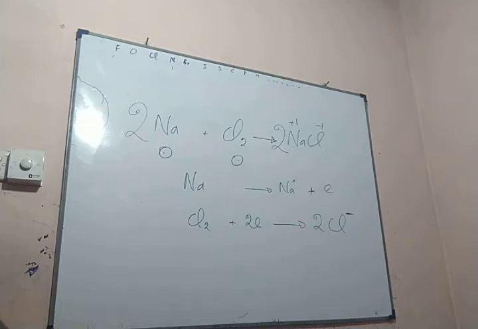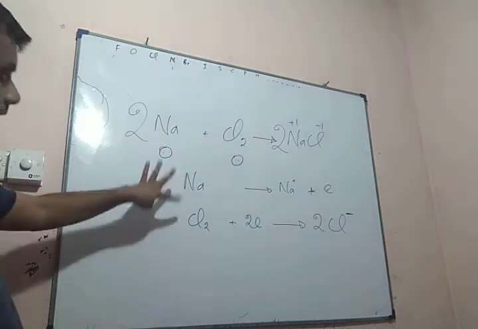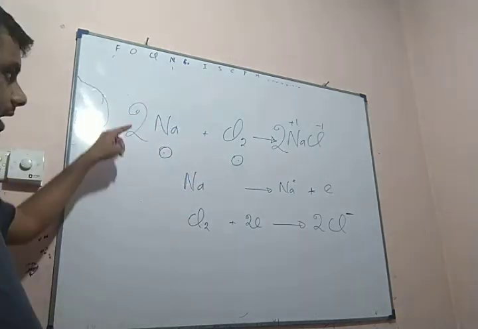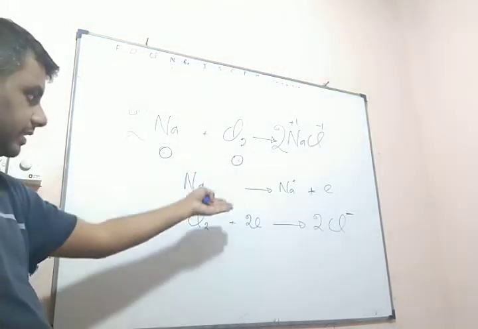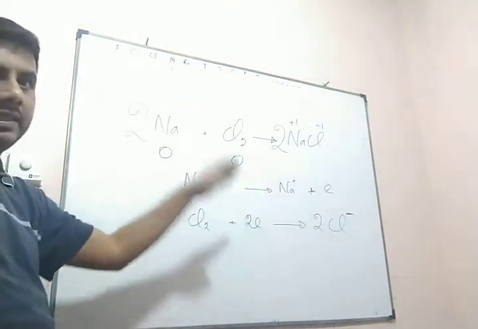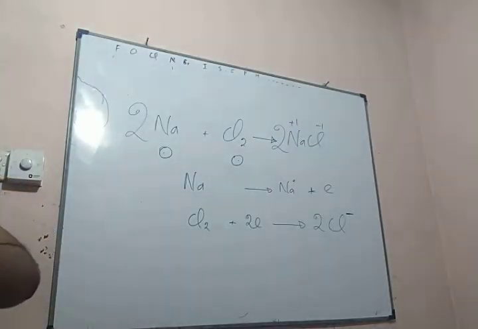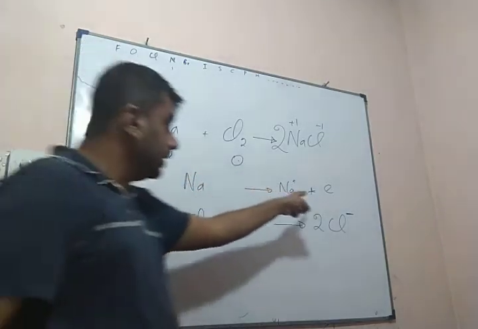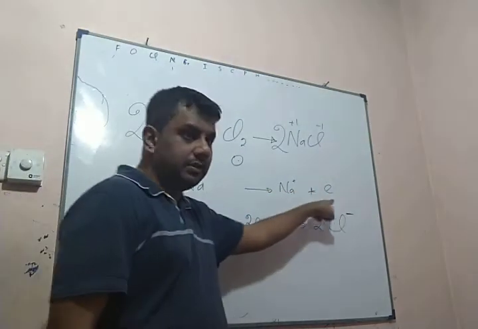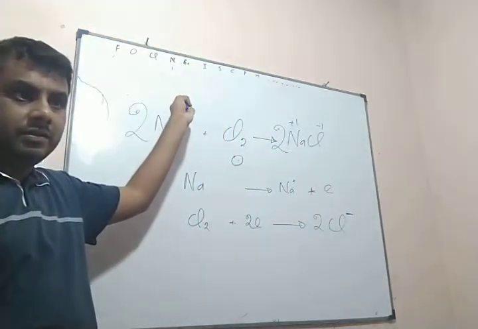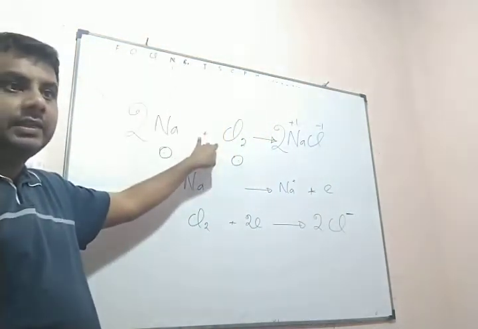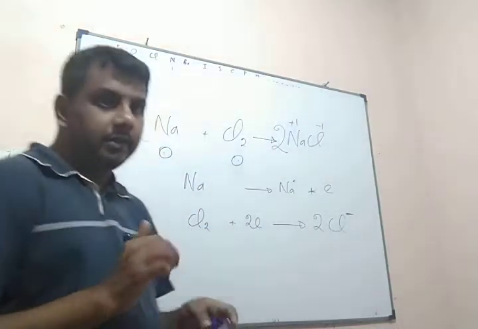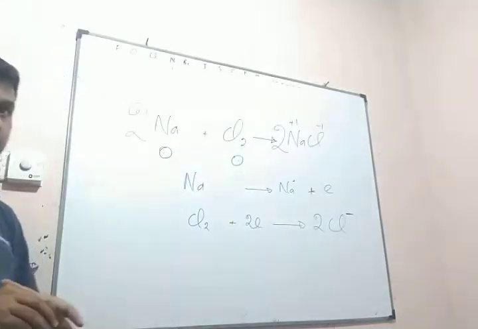Now, what's the main difference between half reactions and full reaction? Just look at the reactions. In half reaction, electrons are involved. But here, can you see electrons? No, electrons are not here. So here electrons will not appear, but in half reaction, electrons should appear. So this is the half reaction.